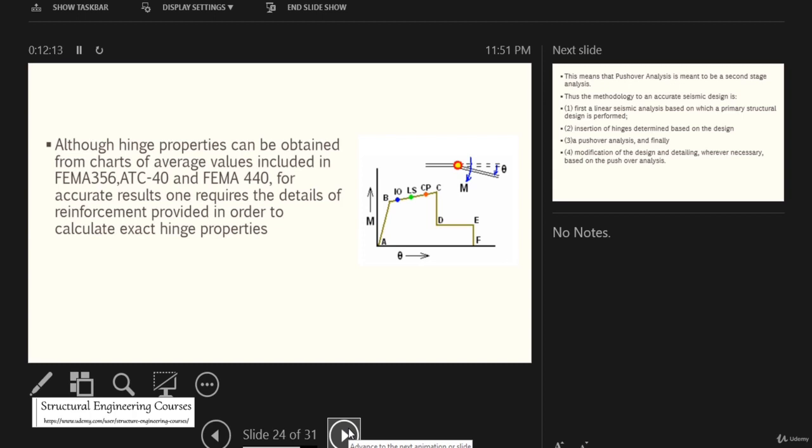But in STAAD, they only offer us an option to do the pushover analysis for steel structures only. They don't offer us an option for the RCC structures.